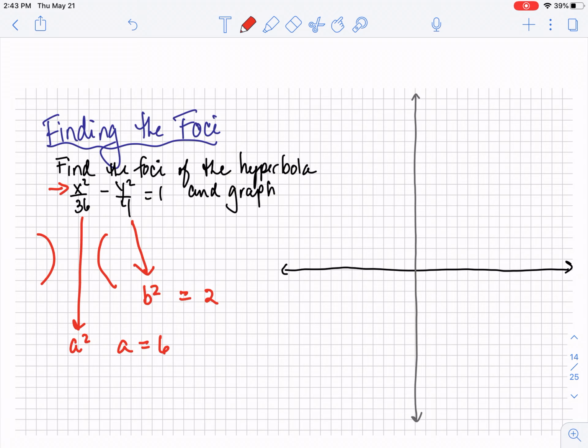If I wanted to graph this thing, well, I know it's opening left and right, so I'm going to start at the center, and I'm going to go to the right 1, 2, 3, 4, 5, 6. I'm going to go to the left 1, 2, 3, 4, 5, 6. And you know what? I'm not graphing this thing. I'm just going to do a quick rough graph knowing it's going to look something like this, okay?